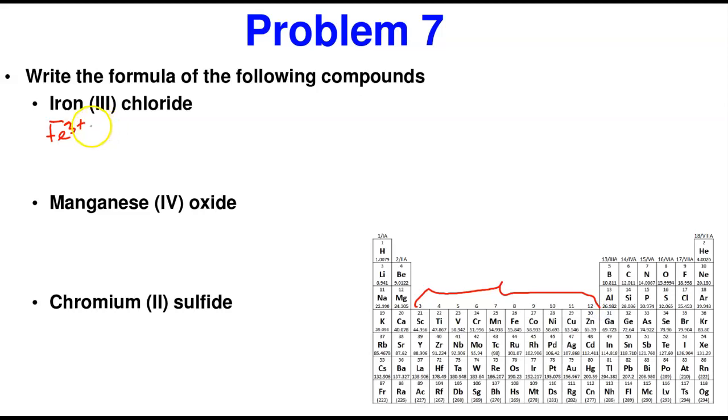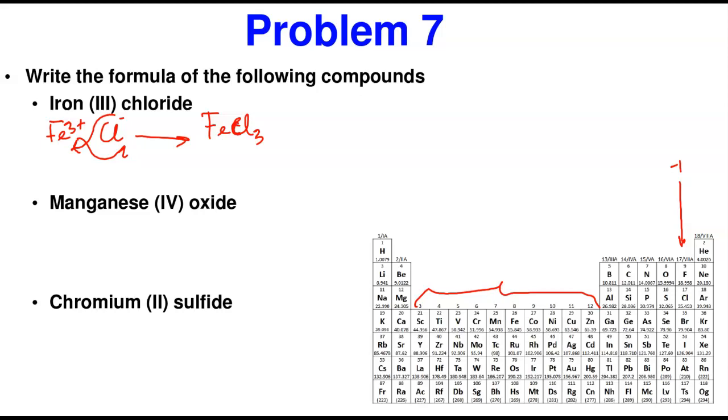So Fe3 plus, chloride, of course, is in this group, and this group, they must have a charge of -1. So what do you do? You swap the charges. This goes to this guy, and this goes to this guy. And what does that give us? That gives us FeCl3. Remember, this Cl has to be a capital letter.